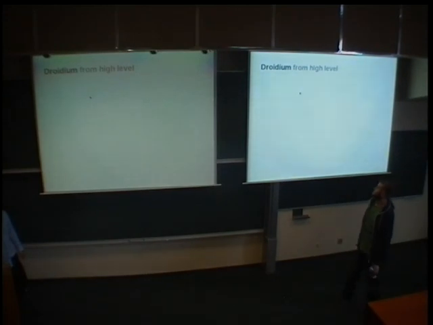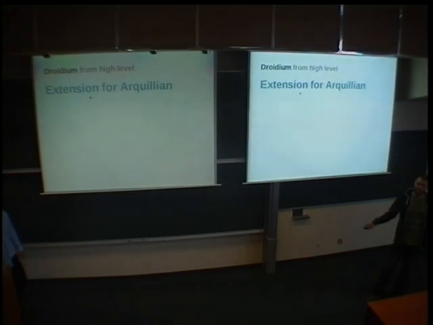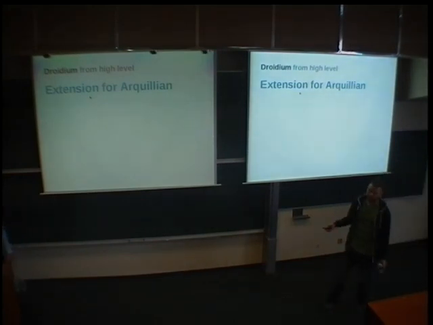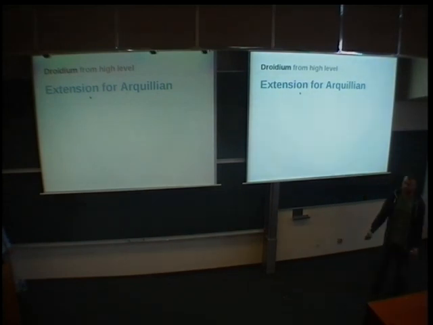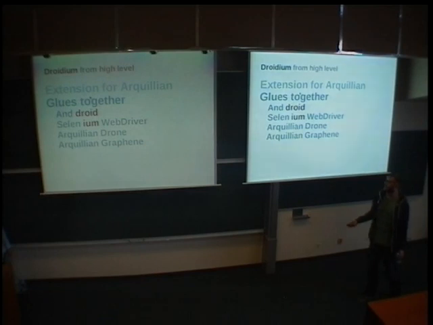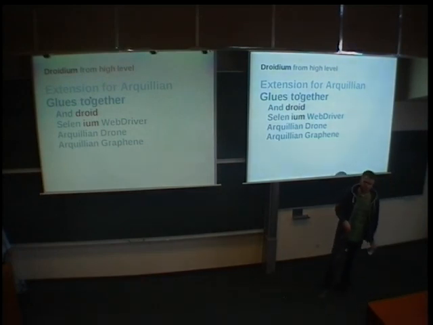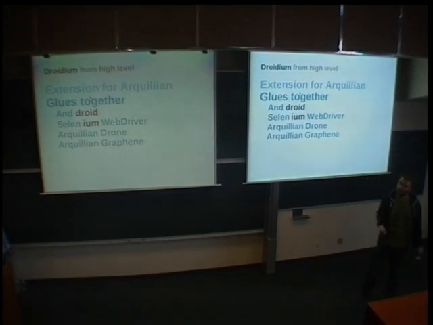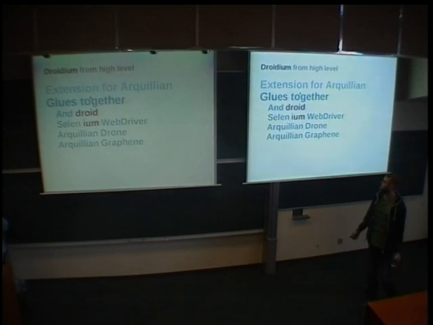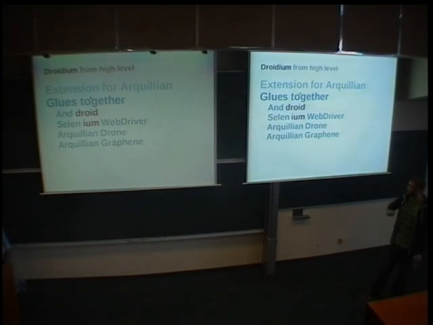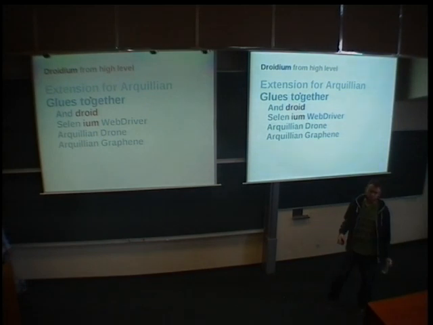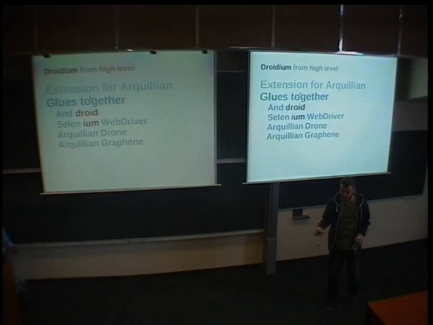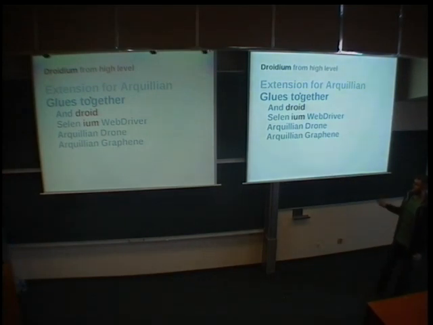So what is Droidium? From a very high level, Droidium is an extension. As we have already said, Arquillian is pretty much extension-based, and Droidium is not an exception. Droidium is an extension for Arquillian, and it glues together specifically the Android platform, so it doesn't deal with iOS. It deals with Android. It also glues together Selenium WebDriver, so that's how the name was invented. It also integrates Arquillian Drone, which injects browsers into the test for you. And also, of course, you are writing your test with the Arquillian Graphene API.